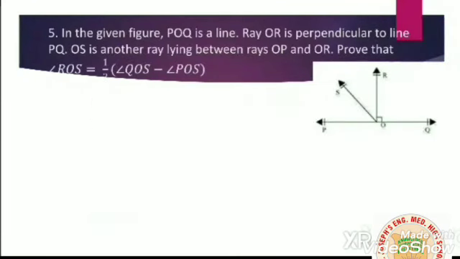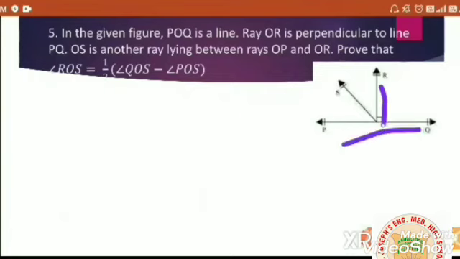So what is the question? In the fifth question, they have given in the figure that POQ is a line, right? Ray OR is perpendicular to the line PQ. See this, OR is perpendicular to PQ, which means it is at 90 degrees. OS is another ray lying between OP and OR. See, OS is one more ray which is lying between OP and OR. That is what the question is saying.